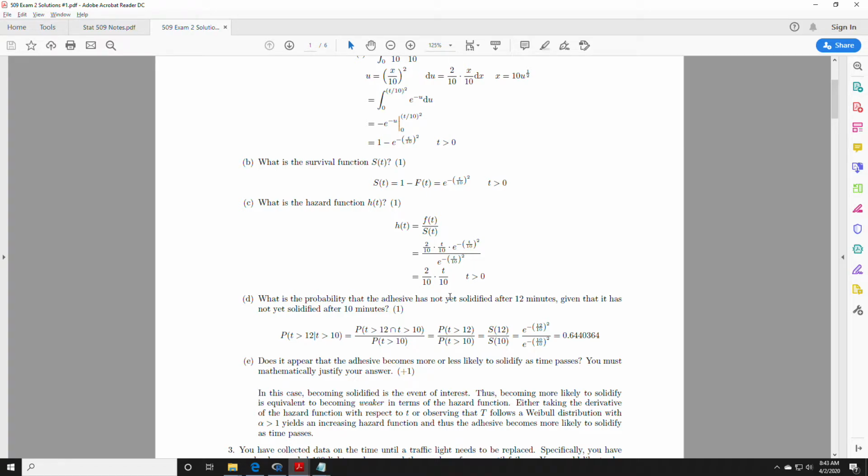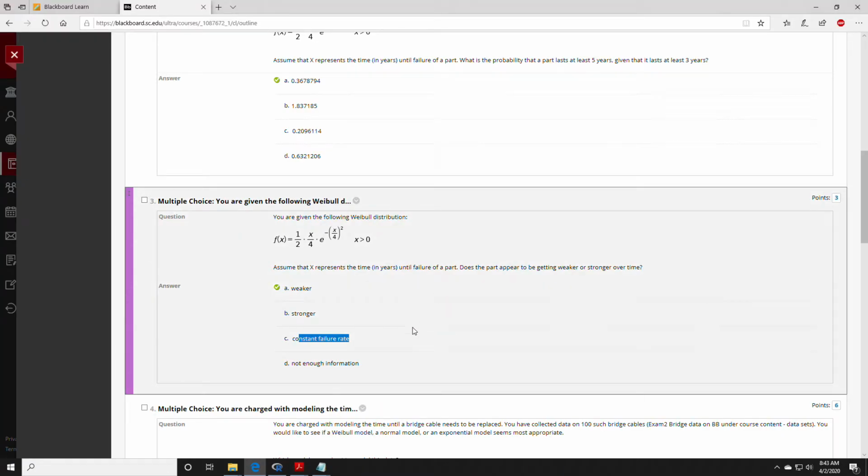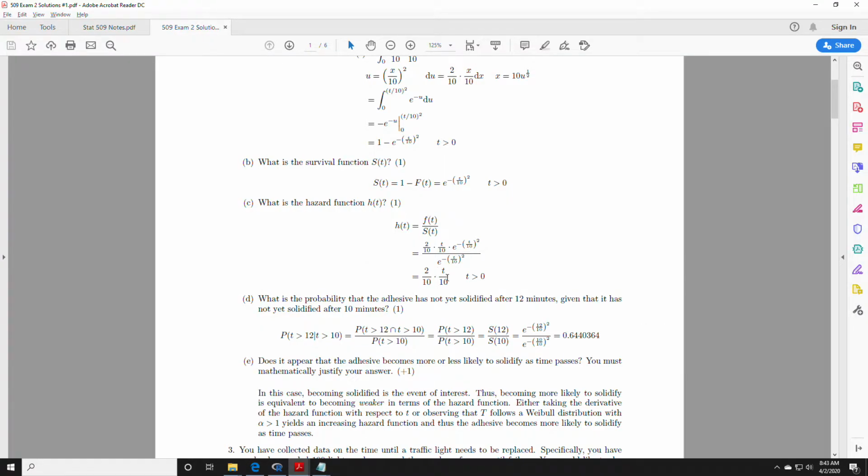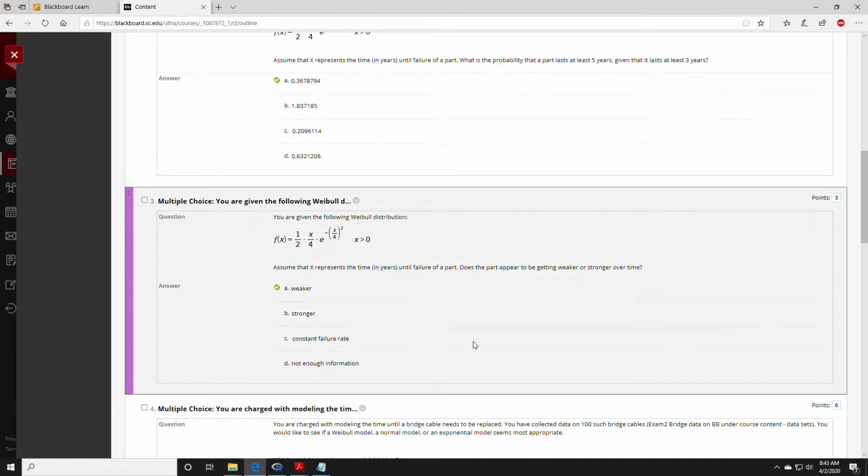And of course, that is positive always. Thus, the hazard function is increasing, and so it is becoming weaker, more likely to fail. If it was negative, it would be decreasing, less likely to fail. And if the derivative was 0, then it would be constant.